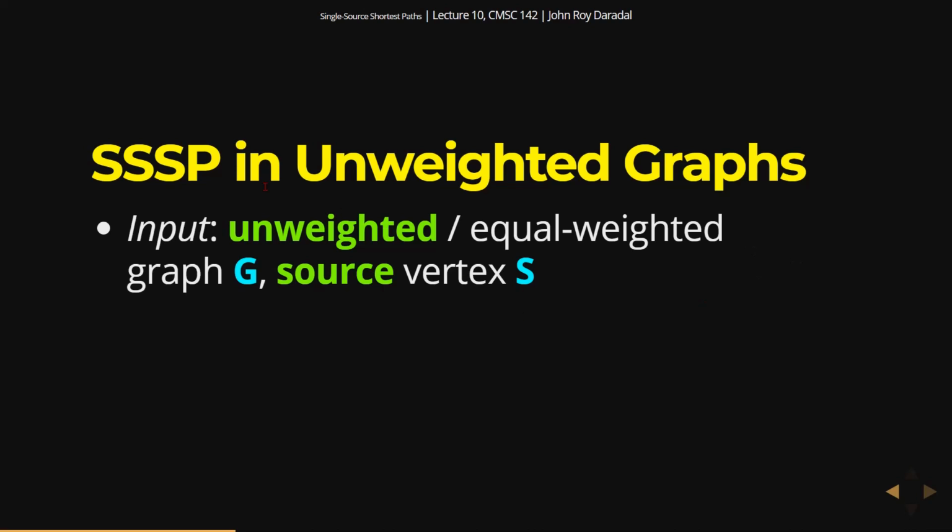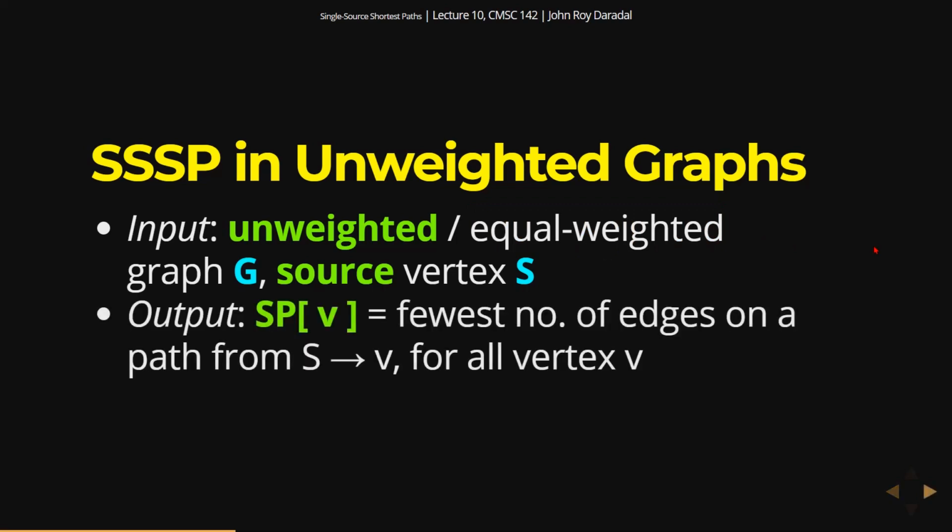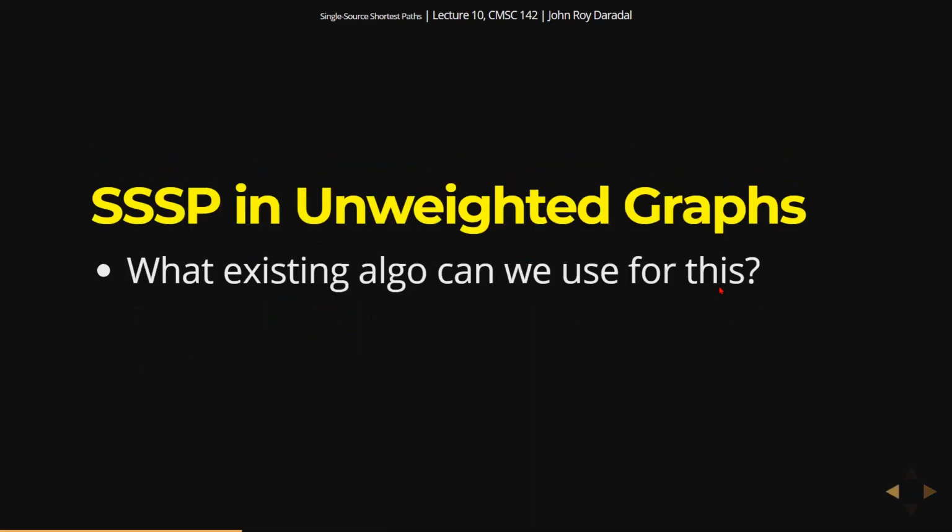So formally, as an input, we will get an unweighted or equal weighted graph G and a source vertex S. We also say that this is equal weighted because you can think of all the edges having cost of 1. So equal weighted or uniformly weighted. And you're trying to find the shortest path of V for each vertex V, and that is the fewest number of edges on the path from the source S to that vertex V. So you'll try to do this for all possible vertices.